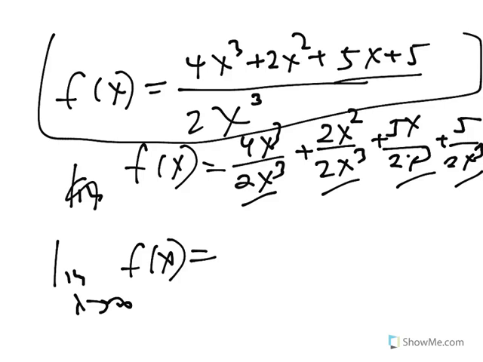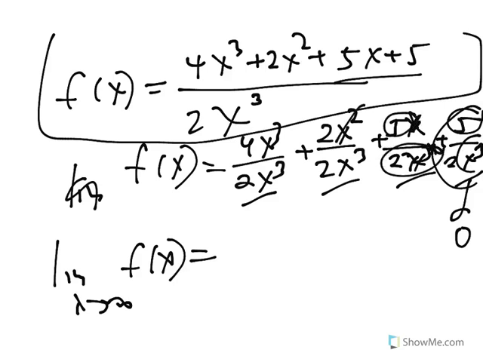But these ones individually, well, this one becomes 0 because it's a constant over a variable expression. This one becomes 0 because after I cancel it out, it becomes a constant over a variable. This one also becomes 0 because after I cancel out, it becomes a constant over a variable expression. But this last one doesn't. It turns into 4 over 2, which is just 2.